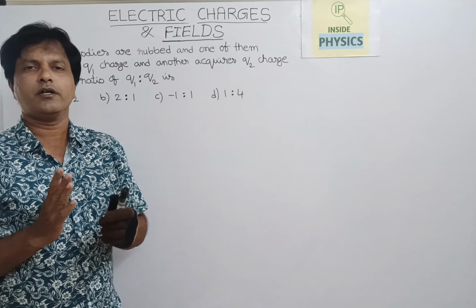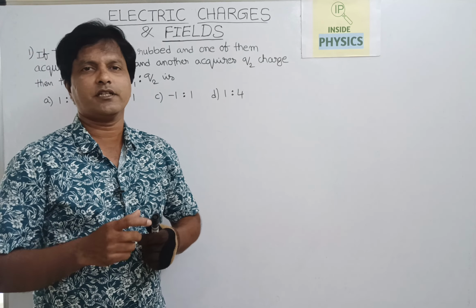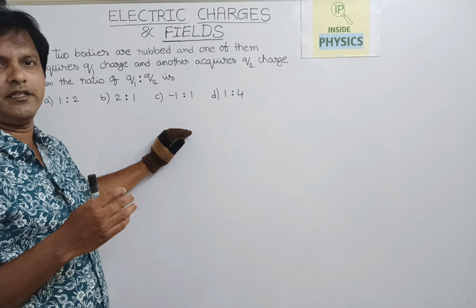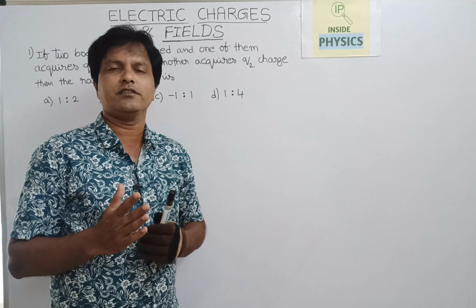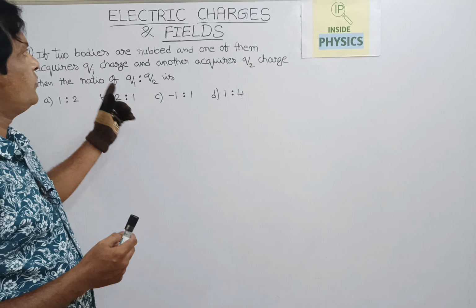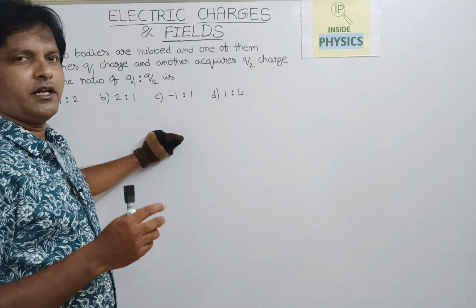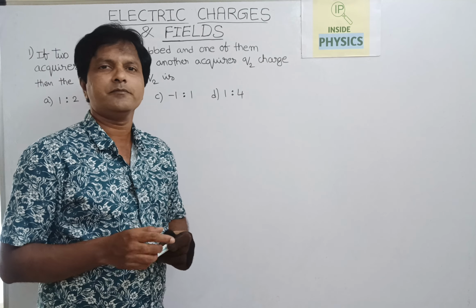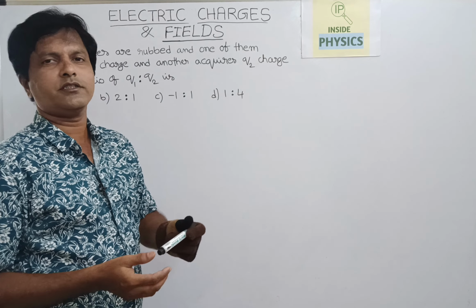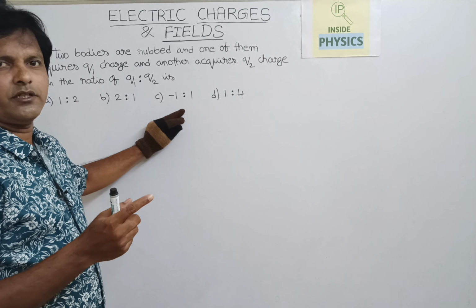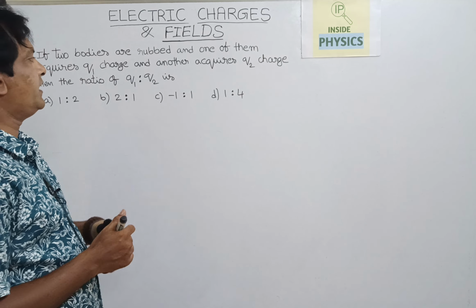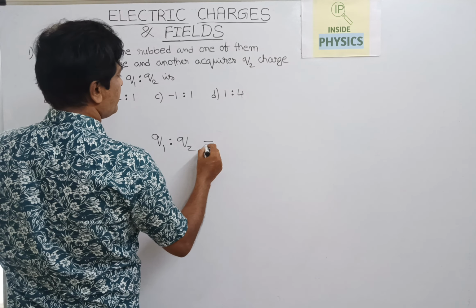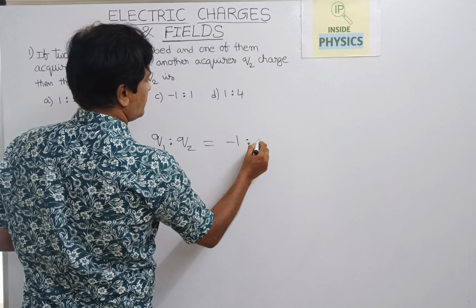See, whenever two bodies are rubbed with each other, due to friction, heat is generated. The electrons in one body will absorb the heat and acquire sufficient energy to move to another body. So in the two objects, one loses electrons and the same electrons are gained by the other body. So one is negatively charged and one is positively charged, and the charge ratio is negative and positive. So we can take Q1 is to Q2 as equal to minus 1 is to 1.